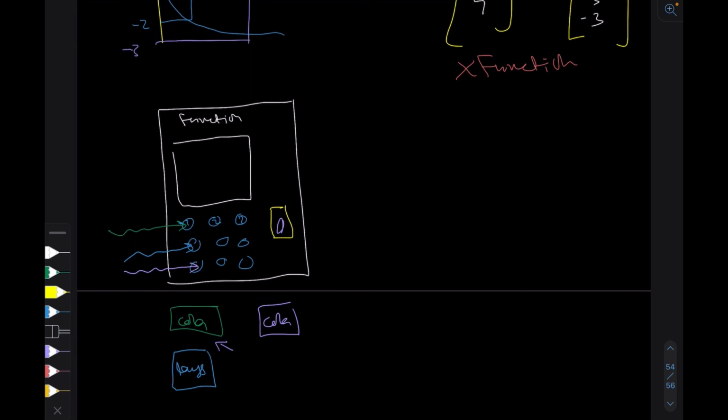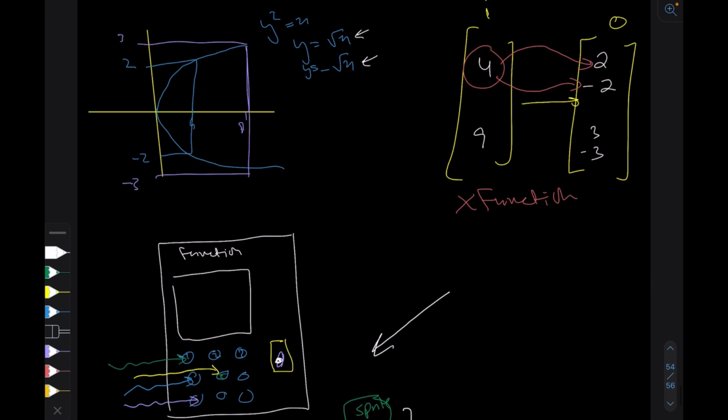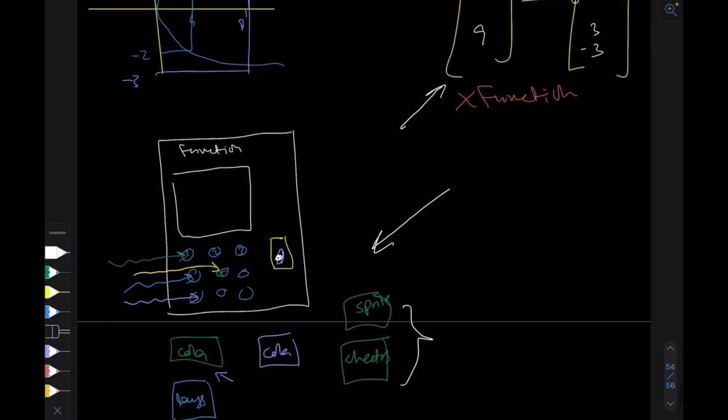What would not be fine is if, let's say, I press 2 and it gave me two different products at the same time. So for example, if I pressed 5 over here and it gave me Sprite and it also gave me Cheetos, this is not acceptable because you're inserting only one coin and you're getting two different products for the same price. So this was just an analogy that would maybe help you remember that this is not a function.